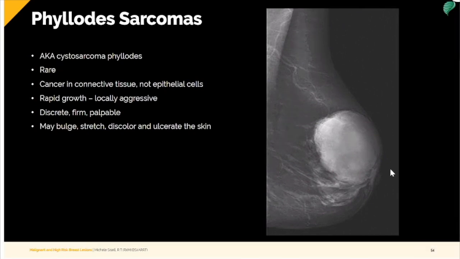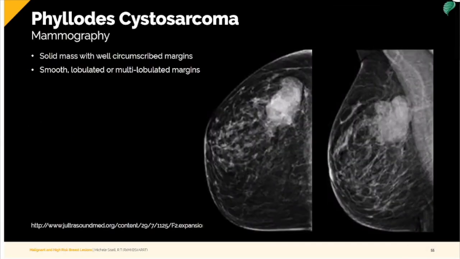Benign phyllodes tumors share the same characteristics. The only way to tell which is present is by sampling the mass. Phyllodes Cystosarcoma. Here you can see it mammographically. A phyllodes tumor can be a solid mass with well-circumscribed margins. It can have smooth lobulated or multilobulated margins. That's what you're seeing here.